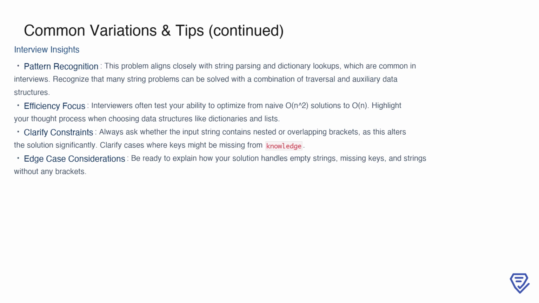It's also important to clarify constraints at the start. For example, does the input string include nested or overlapping brackets? Are there cases where keys might be missing from the knowledge map? How you handle edge cases, such as empty strings, missing keys, or strings without brackets, can significantly impact the robustness of your solution. Being prepared to discuss these aspects demonstrates your ability to think critically.